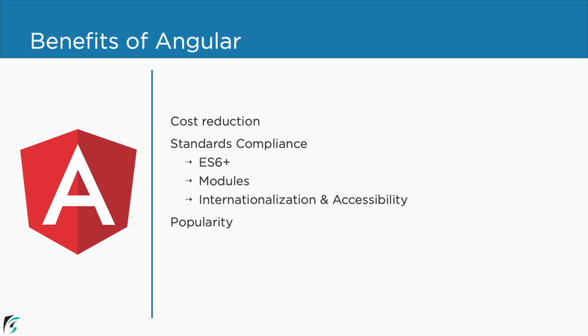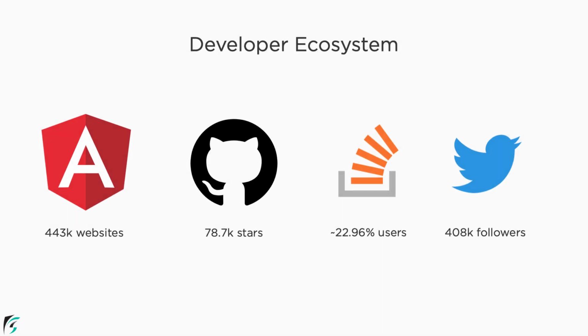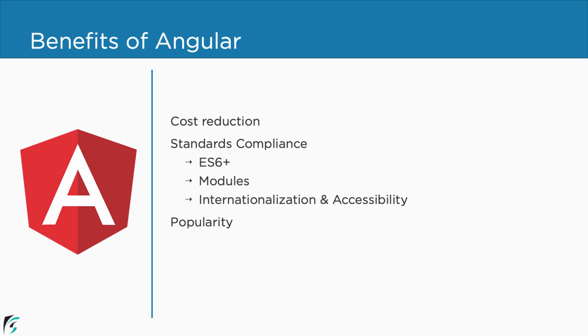Angular is quite popular, be it from the development point of view or the user. When I say Angular is popular, I mean it has a huge developer ecosystem. Over 443,000 websites built on Angular, 78.7 thousand stars on the GitHub repository, approximately 22.9% of the Stack Overflow users, and over 408,000 followers on Twitter. Thus, getting help in Angular becomes easy.